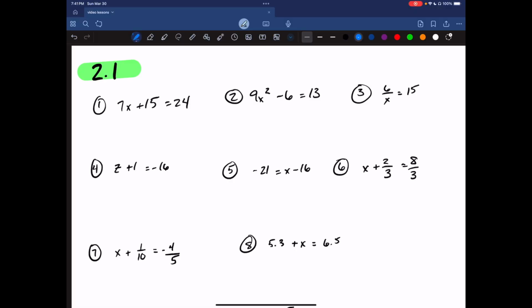Guys, welcome to 2.1. In this video, we're going to talk about the addition property of equality. Let's get started. Number one, number two, and number three, you're really just trying to figure out, is this a linear function or is it not?